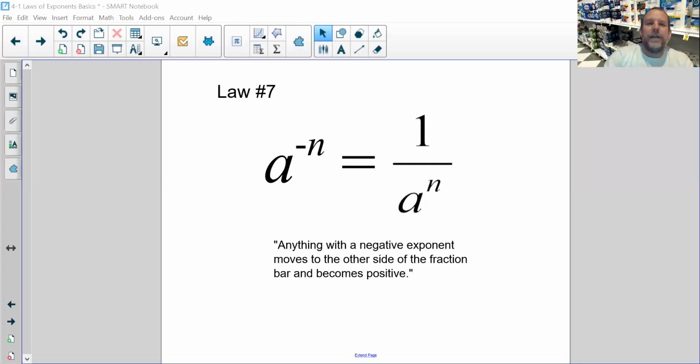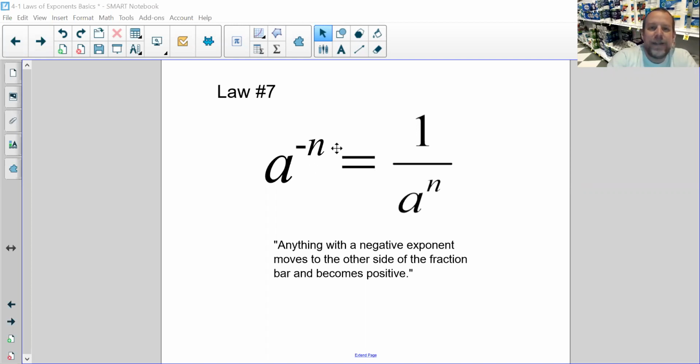All right, here's our last law for the first lesson of this series of 4 videos. I'm going to share my screen with you and we will hit it quick. So this is Law 7. This is the one that gets people all turned around and flipped upside down for good reason, because it involves moving things around to the other side of the fraction. In plain language, the law says anything with a negative exponent moves to the other side of the fraction bar and becomes positive.